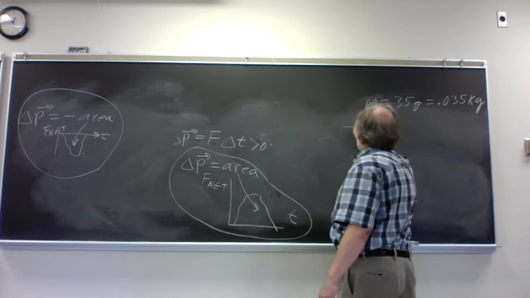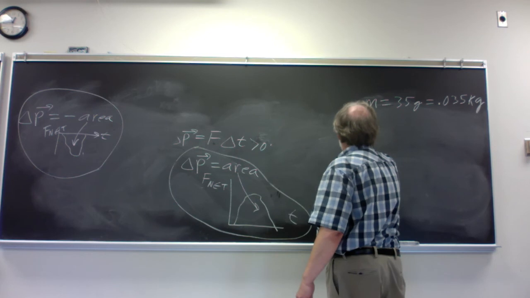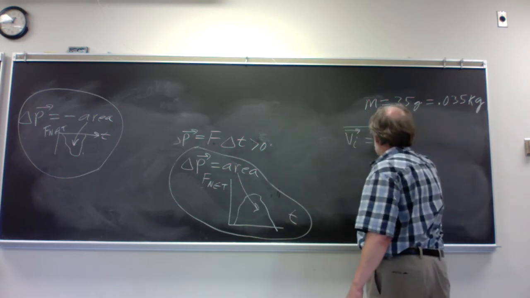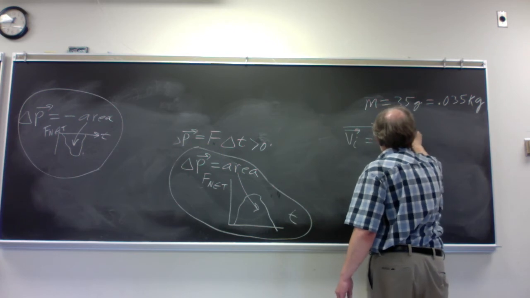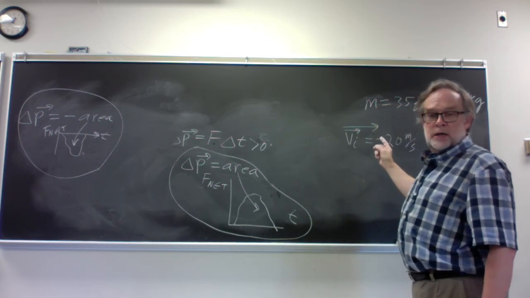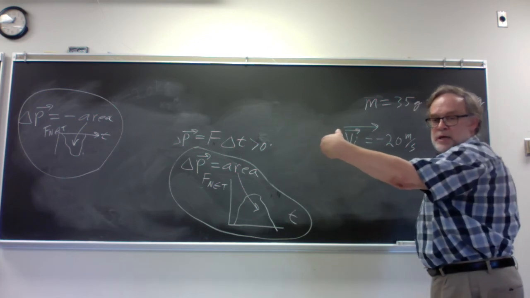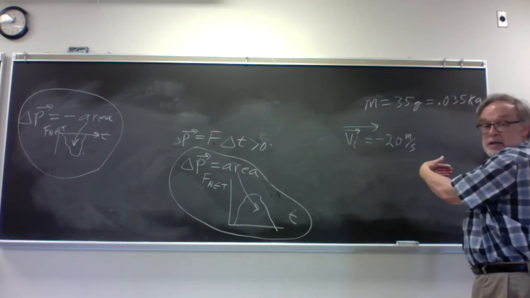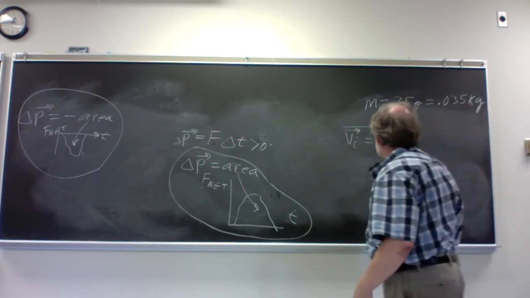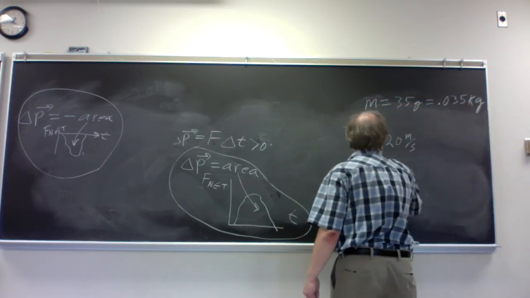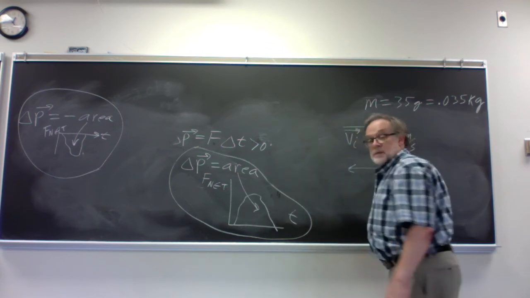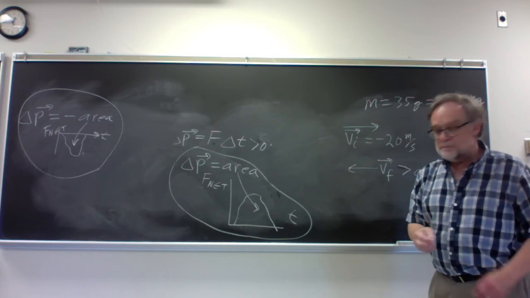And the ball's initial velocity when it's coming at you is minus 20 meters per second, moving with a speed of 20 meters per second, and we're saying the direction coming at you is the negative direction, so the positive direction is the opposite direction. You want the final velocity to be some positive number.